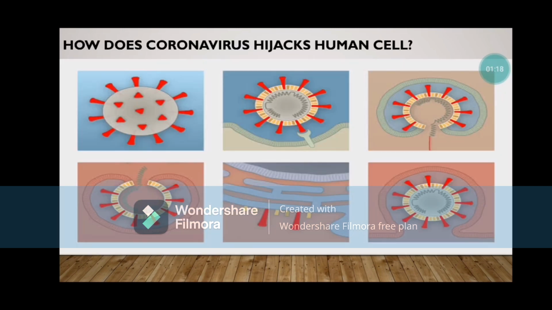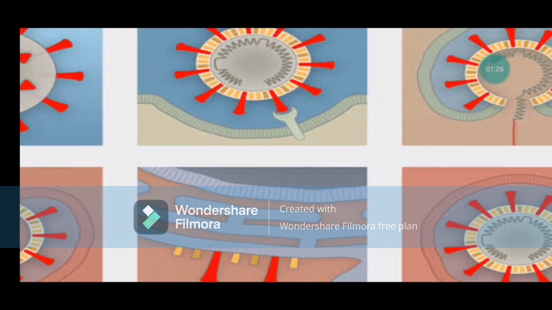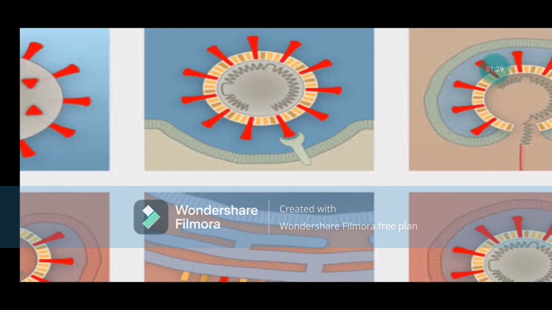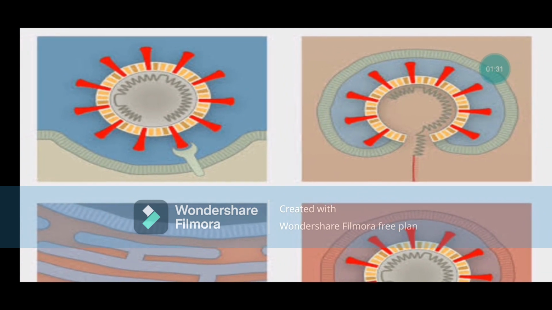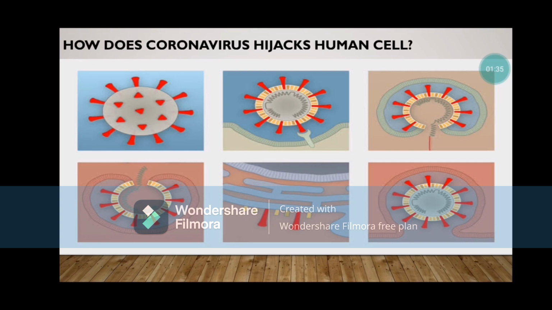Let's have a look at the diagram to know how the coronavirus hijacks the human cell. Basically, this is the coronavirus. This is the coronavirus receptor protein which attaches to the receptor of the human cell. This is the transfer of genetic material, RNA, from the virus into the human cell, and this is how it is present there and it affects the human cell.